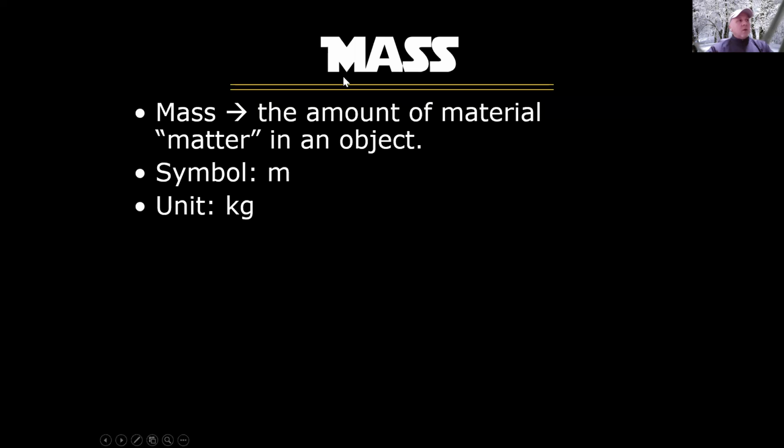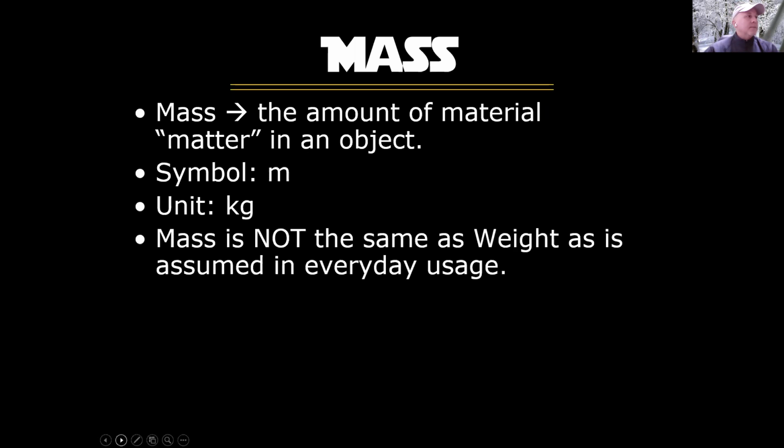Now, we need to know what mass is, right? Again, this is a middle school idea. You learned it many, many times. Mass is the amount of stuff, matter, that makes up the object. The symbol is M, and the unit is the kilogram, not the gram. In chemistry, you probably use the gram, but in physics, we use the kilogram as our base unit.